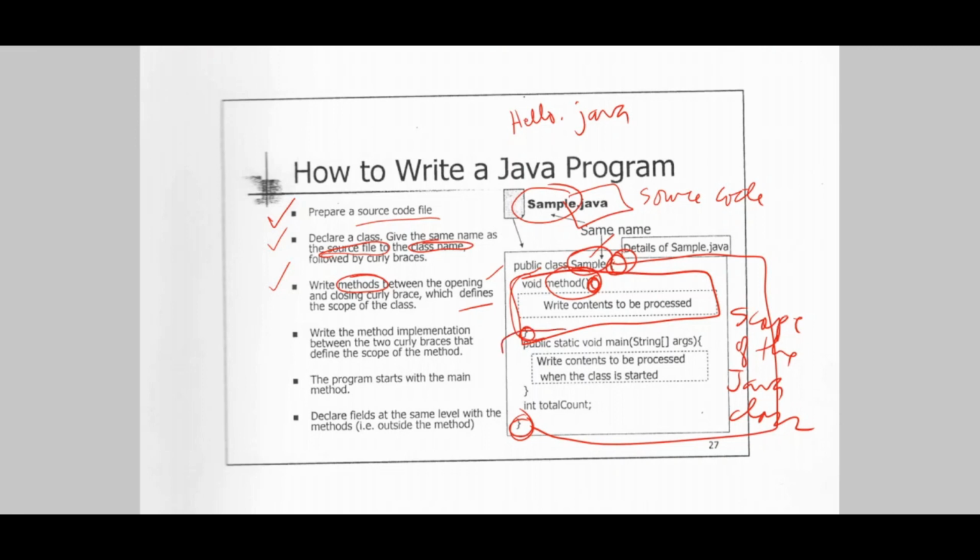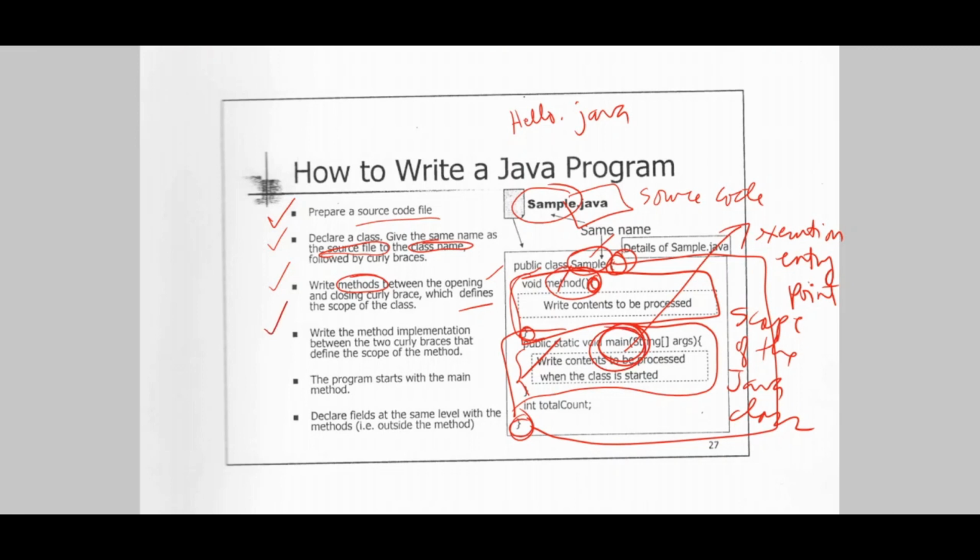And the second method is this one, which is the main method. Recall that the main method is the execution entry point. When you run this Java class, the execution entry point is the main method. This is where execution starts. All the rest of the methods are just called from this entry point, the main method.